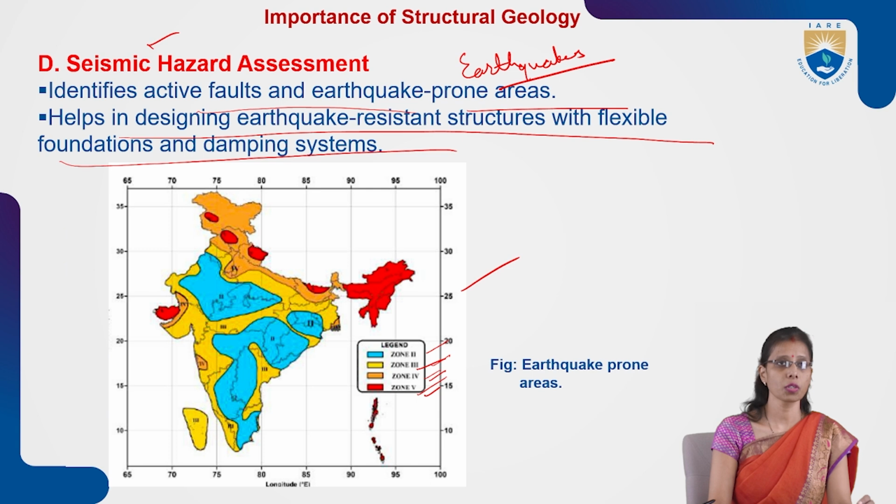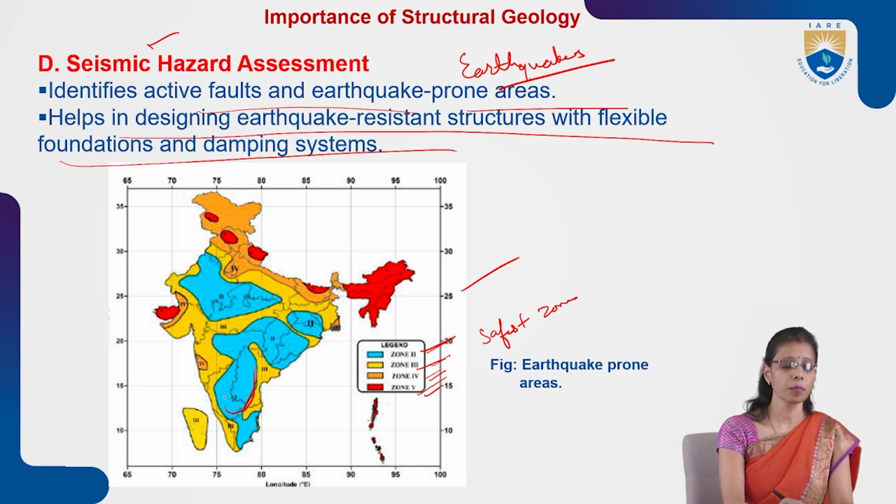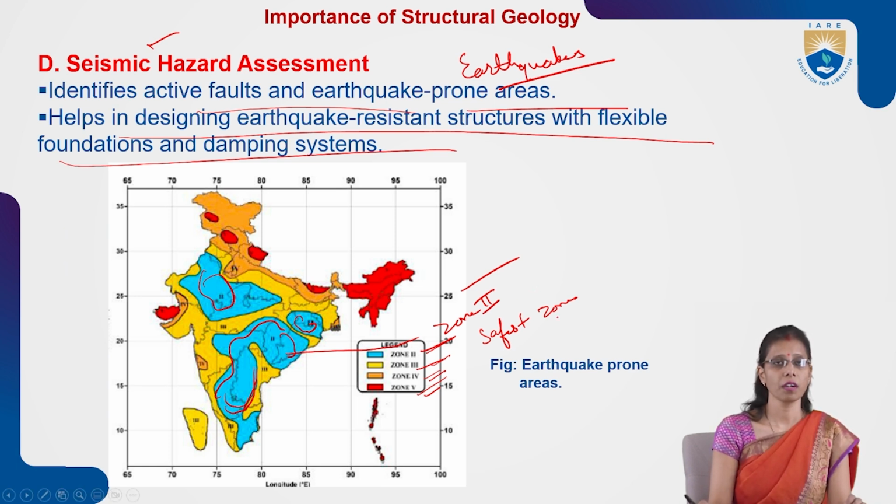Now if you talk about zone 2, zone 2 is the safest zone. You can see these portions, the central part of India and the south central part of India, these blue color areas, wherever you can see these areas, come under zone 2. So zone 2 is the safest zone. In this zone 2, there is very little chance of earthquake occurrence, or it may not occur at all. So we call this the safest zone.